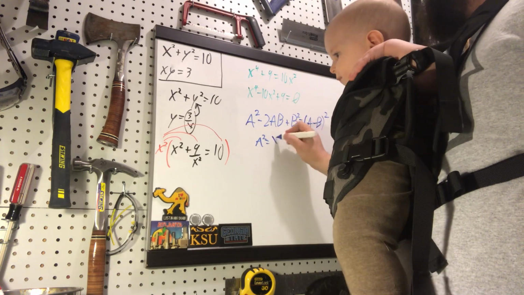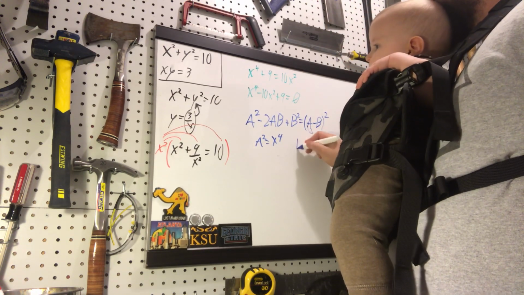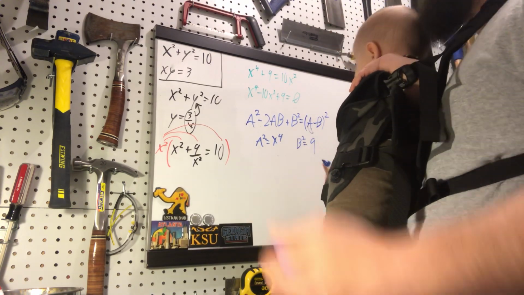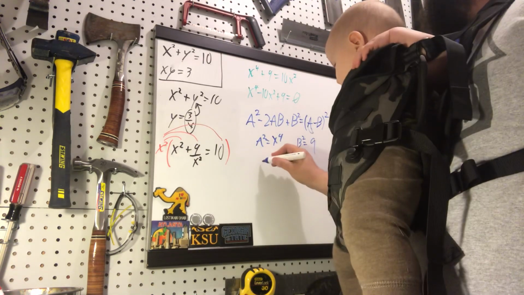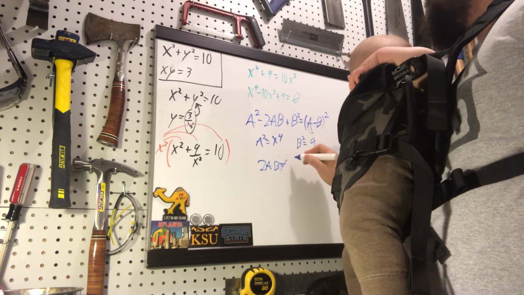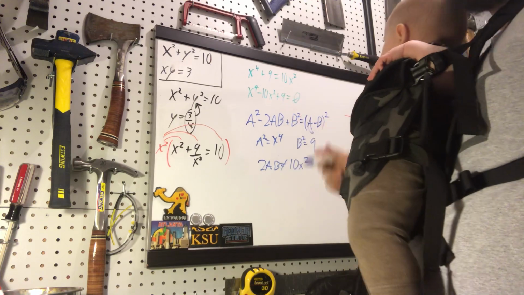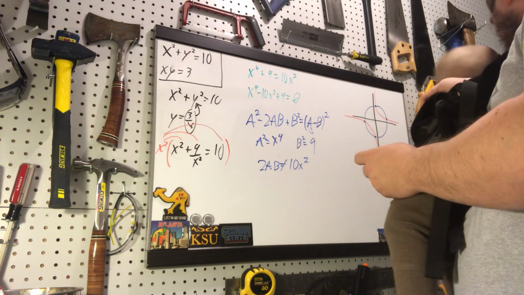I started to do that, and I was going to say, okay, well, a squared is equal to x to the fourth, and then b squared is equal to 9, and solve for a to get a, but then I was like, wait, that's not right. This is not perfect because this 2ab cannot equal 10x squared and give you that answer of 9. So I had to kind of start over, but it got me in the right direction.